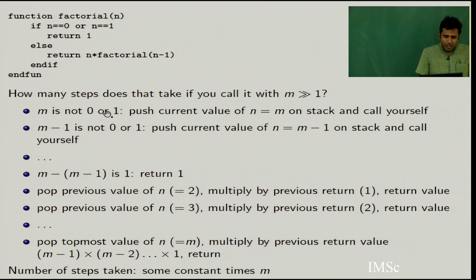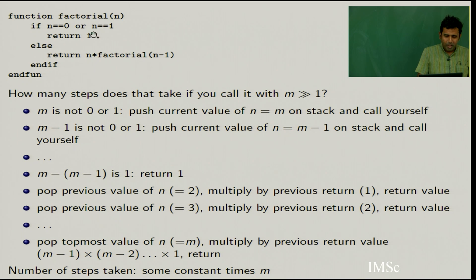So what happens here is m is large, so it is not 0 or 1, so you will push the value of n, which is equal to m, onto the stack and then call the function itself. And m minus 1 is also not 0 or 1, so it will push the current value onto the stack and call itself, and it will keep on doing that until it reaches the value 1. When it reaches the value 1, it no longer calls itself, it returns 1.